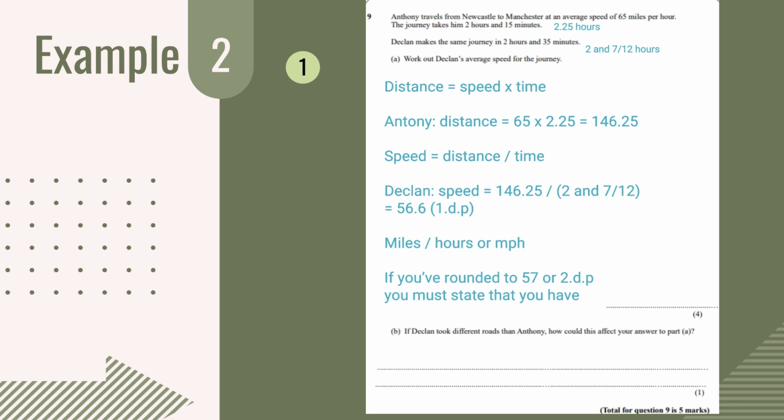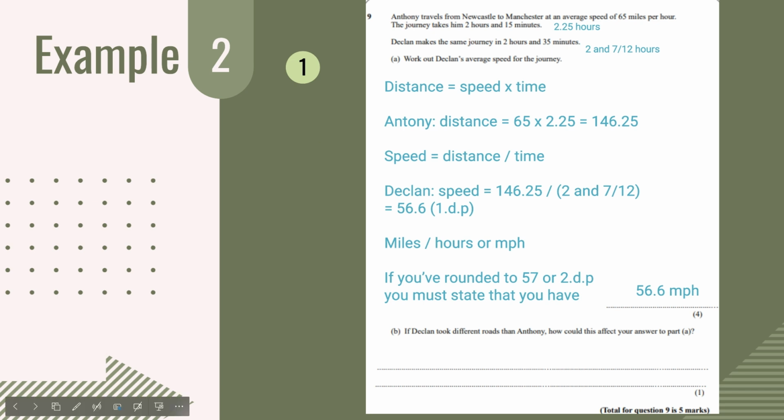If you've rounded to 57 or to 2 decimal places, you must state that you have, because the question doesn't specify what to round to. So specify what you're rounding to in your answer, because there's a range of marks you can get. So the final answer for us is 56.6 miles per hour.